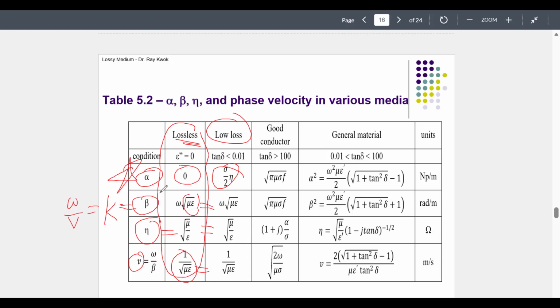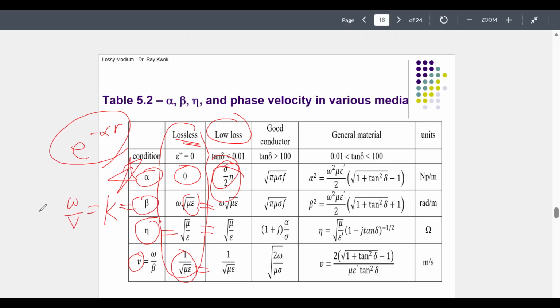The only thing we have to do differently is add this attenuation. So for low loss, everything stays the same, except you must have an exponential decay term, an attenuation term. Remember to add that on. The way you calculate it is sigma over 2 times eta. You can calculate sigma by looking at the formula. So far, so good?